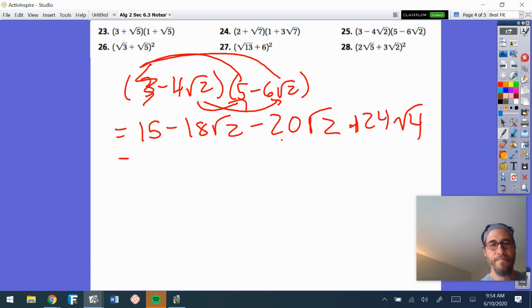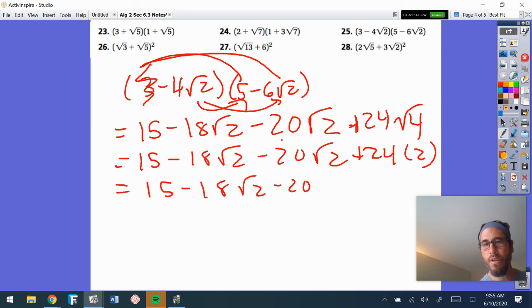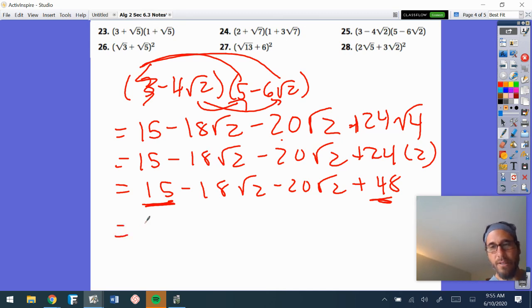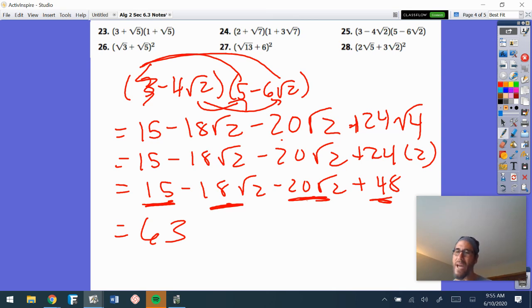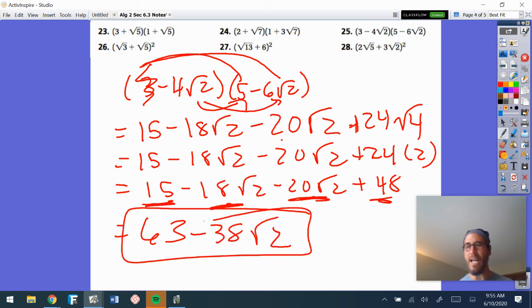Let's simplify. There's one thing I can simplify here before I check to see if we can add and subtract. That'd be 24 times 2 because the square root of 4 is 2. Oh, dang, I have to simplify a little more: plus 48. All right, who wants to hang out? 15 wants to hang out with 48. Those are like terms, and that gives me 63. And these guys want to hang out too, because the radical 2 with the radical 2, I can add those together. In this case, they're both negative, same sign. Sum them up and keep the same sign. Done. Not bad, right?